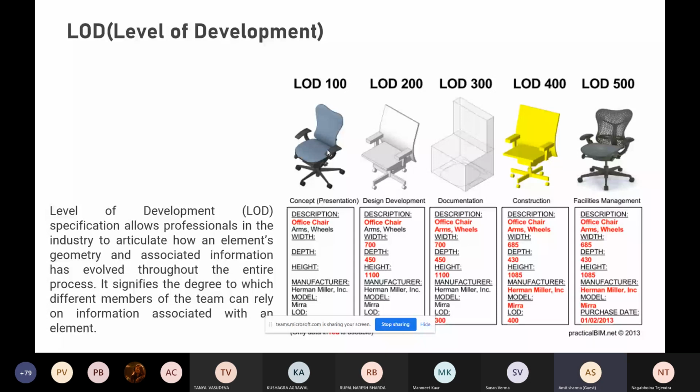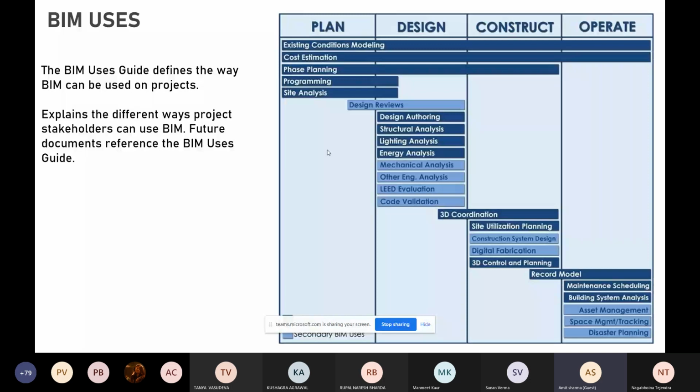The next is BIM uses. So this is a document prepared by Penn State University to identify any BIM goals at the starting of the project. It shows how we can use BIM to make our project more efficient in terms of cost. Here you can see from plan to operate phase, we have existing condition modeling, cost estimating, phase planning, site analysis. I'll talk most of it in detail in next slides.